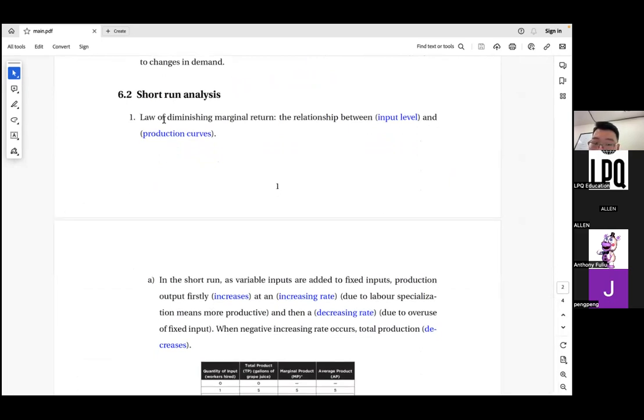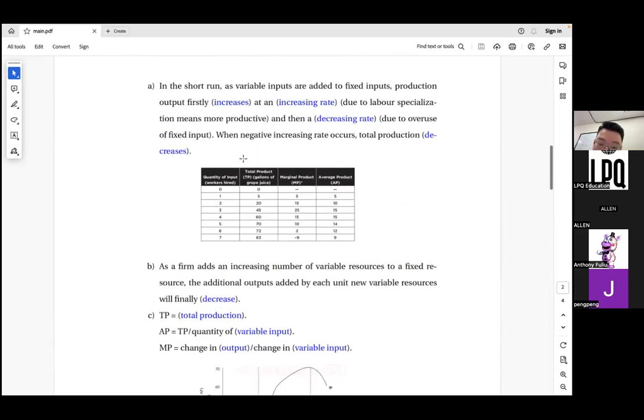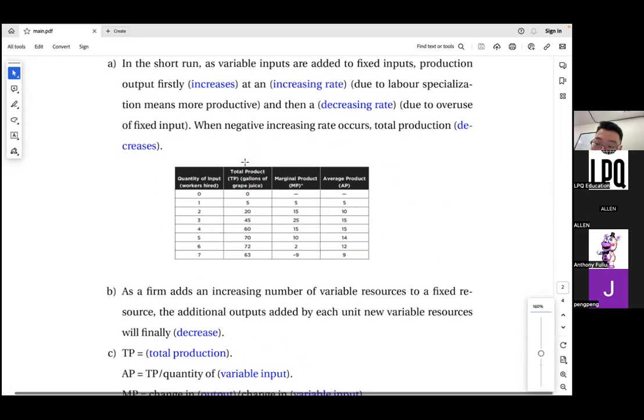In short run analysis, the most important thing is called the law of diminishing marginal return. The law of diminishing marginal return is talking about the relationship between the variable input level, how many units of a variable input you use, and the production curves. Let's have an example here. If you turn to the next page, you have a table here.